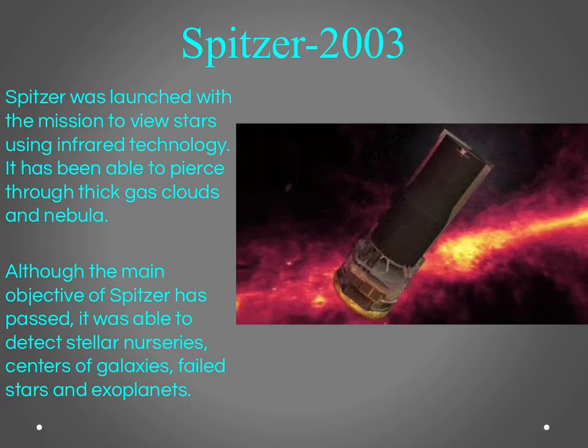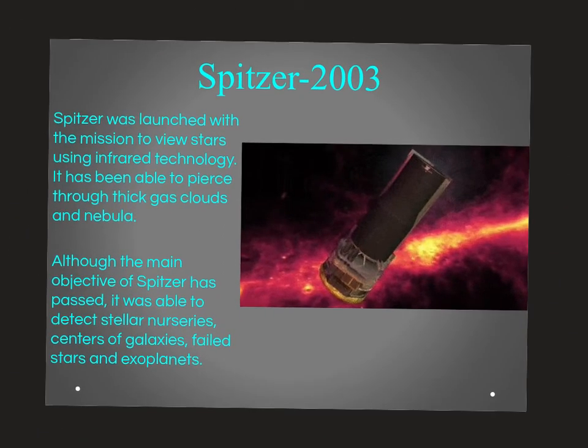Okay, Spitzer in 2003. Spitzer was launched with the mission to view stars using infrared technology. It has been able to pierce through thick gas clouds and nebulae, and that's because we're using things that actually do not interact with dust. Okay, so let's pretend this right here is dust. If I'm using something that has a really small wavelength, it's going to crash into every little small particle there. But since infrared's wavelength is much longer, it's going to pass straight through.